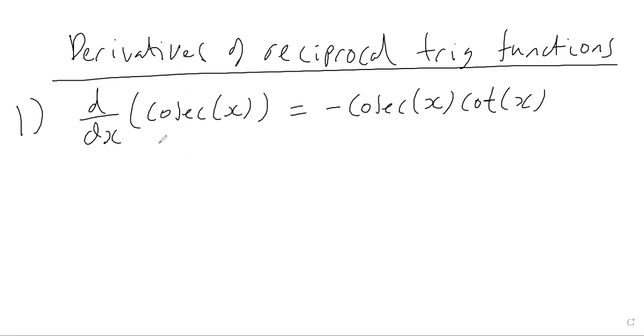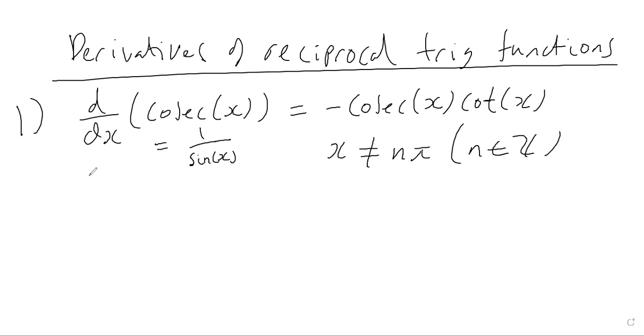And just to mention the domain of this cosec function, we know by definition that cosec is just the same as 1 over sine of x. So this function is not going to be defined when sine of x equals 0. Where does sine of x equal 0? Well, it equals 0 at n pi, where n is an integer. So cosec of x is defined on a domain of all real numbers apart from n pi, where n can be any integer, so n in the integers, like so. Okay, so that's the first one we did.